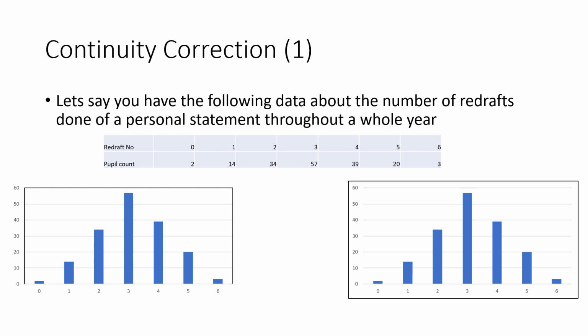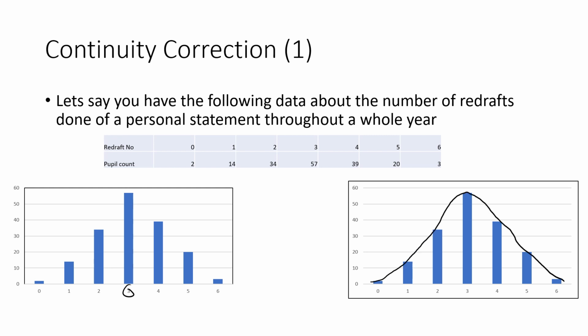So let's say you have the following data about the number of redrafts done of a personal statement throughout the whole year. The most common being 3, and then you have 4, 5, 6, 2, 1, 0, and this roughly makes a normal distribution. These are discrete variables. So when you do make a normal distribution, it goes from a discrete variable to a continuous one like this.